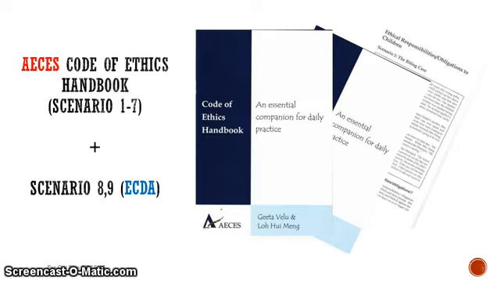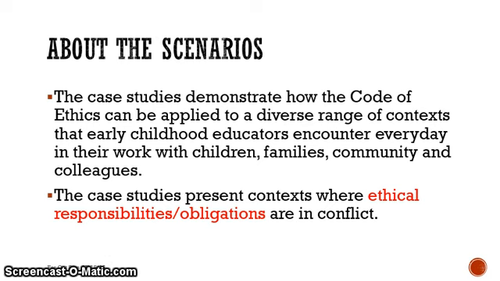Okay, next, the case scenarios. Scenarios 1 to 9, there are 9. Within the class, you are all supposed to cover different scenarios. 1 to 7 will come from ACES, and 8 to 9 will come from ACTA. These case studies all have some form of ethical responsibilities or obligations that are in conflict, and your job will be to highlight the case scenario.